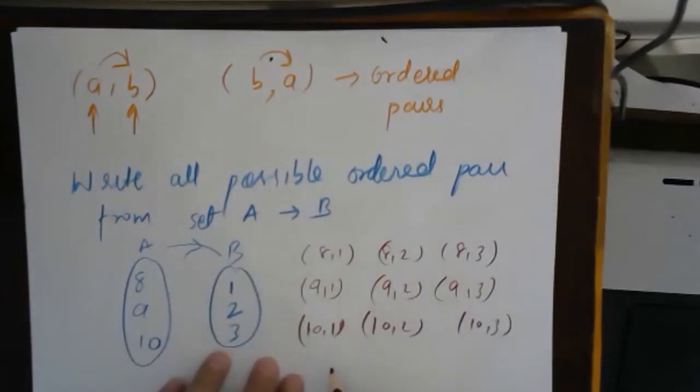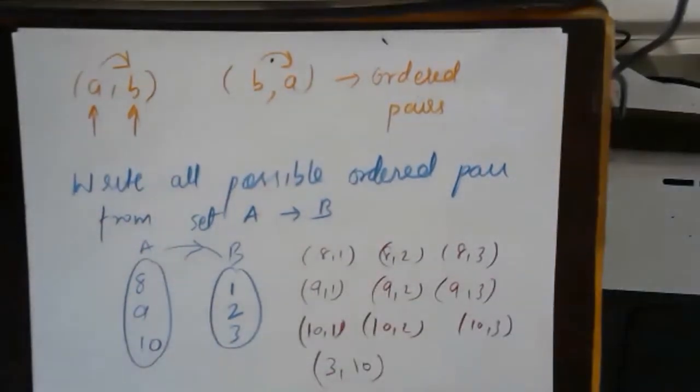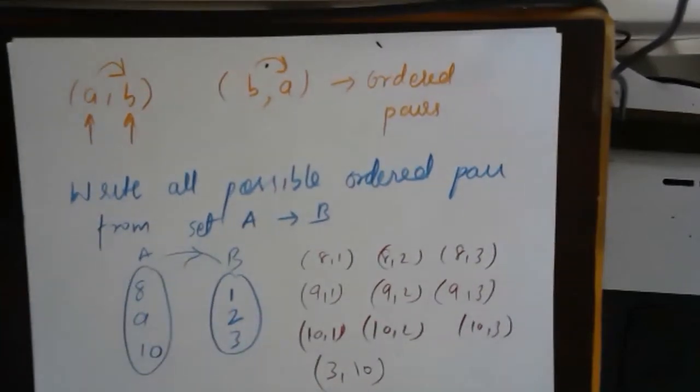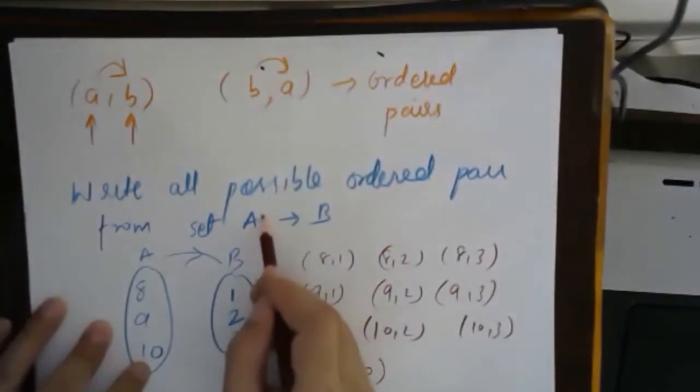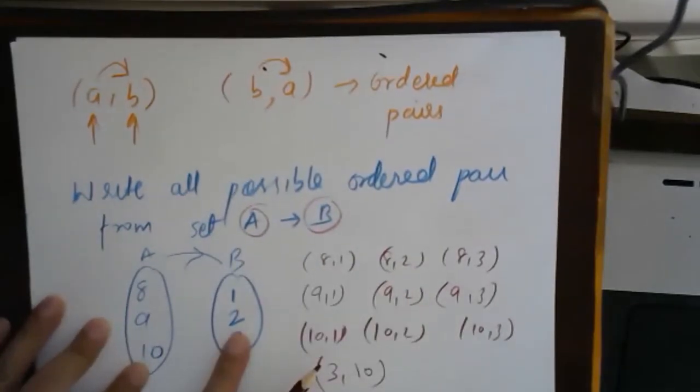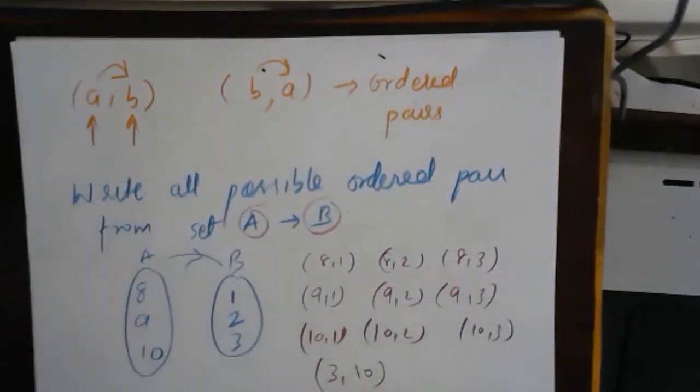Now tell me, will this kind of ordered pair also lie in this? And why can it not lie? Because this is from B to A. But what I am asking is from A to B. Everybody understood? Very good. Link is improper, somebody is saying. Very good. Here the link is from A to B, and what is this? From B to A. This 3 is from set B and 10 is from set A. Very good.